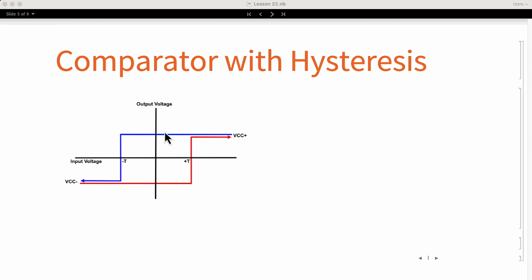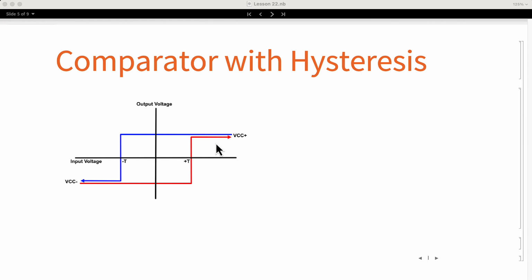At some point, it reaches 0 volts, but the output of the comparator doesn't suddenly change. The input needs to become even lower for the comparator to change. It needs to be less than the voltage minus T in order to change. This voltage is what is called the threshold, and it is what defines the safety margin. After crossing the threshold, the comparator changes. Now, if the voltage starts increasing, it needs to reach a new voltage threshold value before it changes. The new threshold is plus T volts.